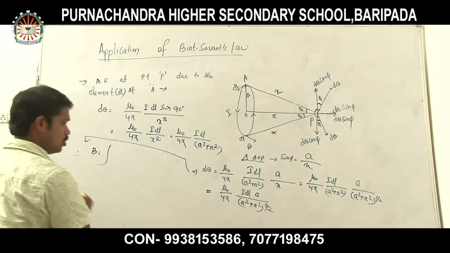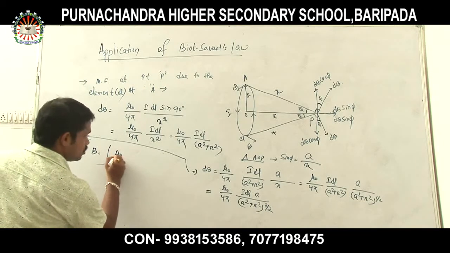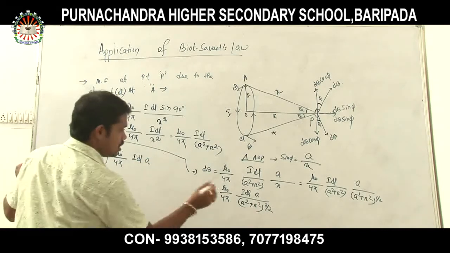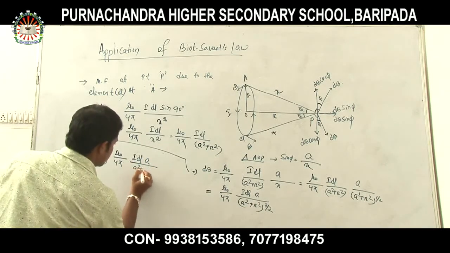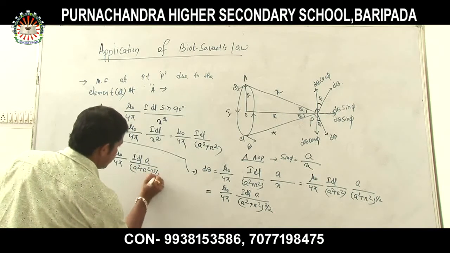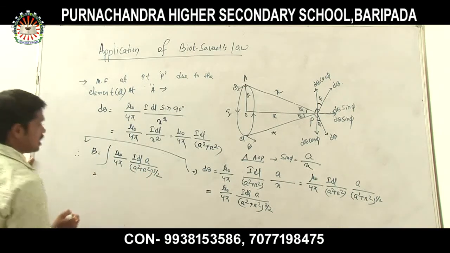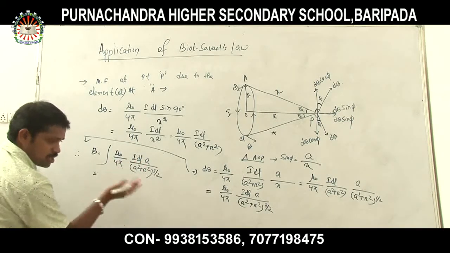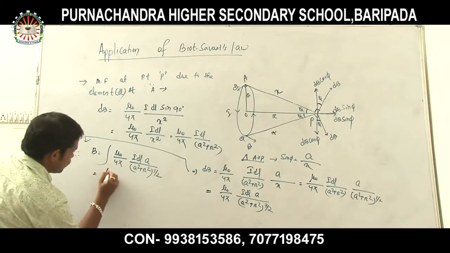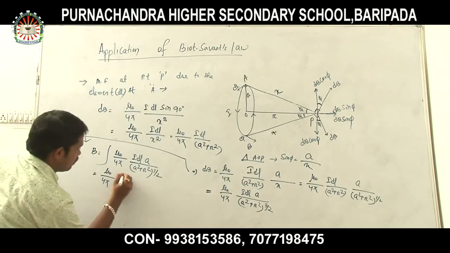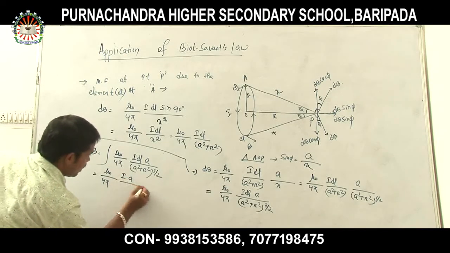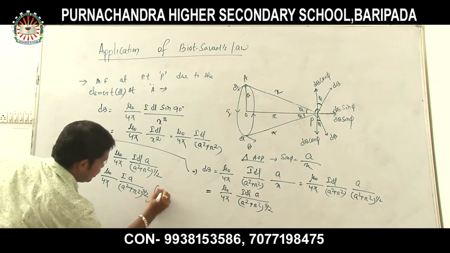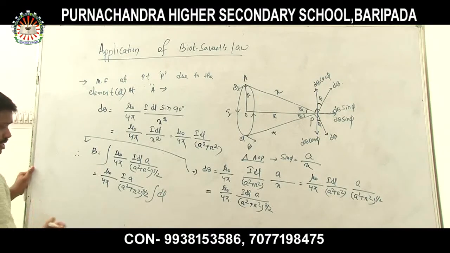So B is equal to the integration of mu 0 divided by 4 pi, I dl a, divided by (a square plus r square) to the power 3 by 2. Okay, so what is the variable here? With respect to what do we have to integrate? Only dl. Others remain constant. So let's take them outside: mu 0 by 4 pi, I a divided by (a square plus r square) to the power 3 by 2, times the integration of dl. Very simple. Others are constant.